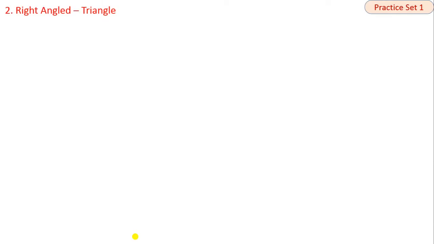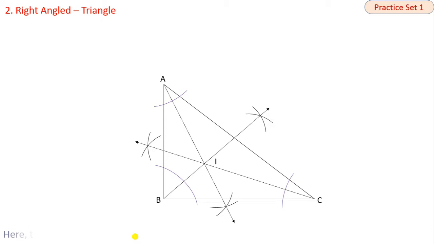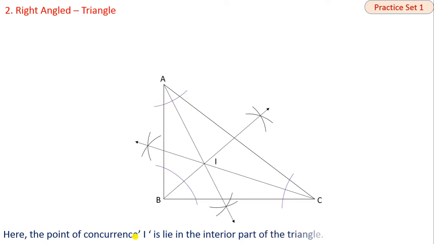The second triangle of question number 3 is a right angle triangle. We know a right angle triangle means one angle of the triangle should be 90 degrees. Then here also we draw all three angle bisectors of the triangle as we drew above, and the point of concurrence is I, and point of concurrence I lies in the interior part of the triangle.